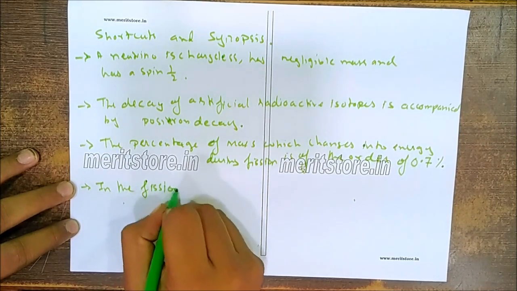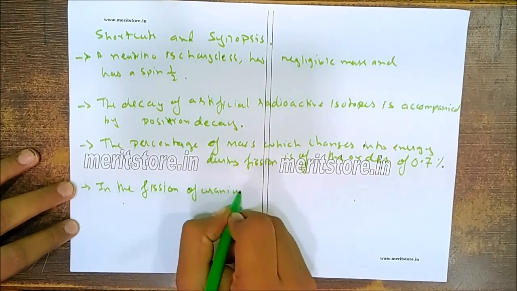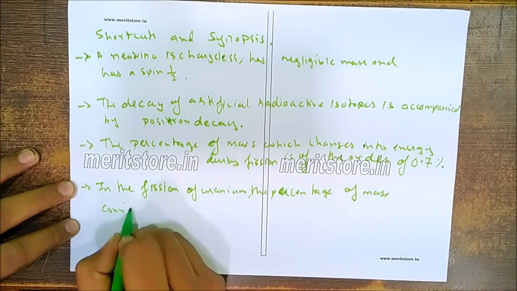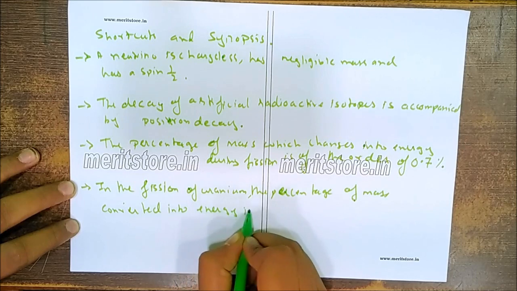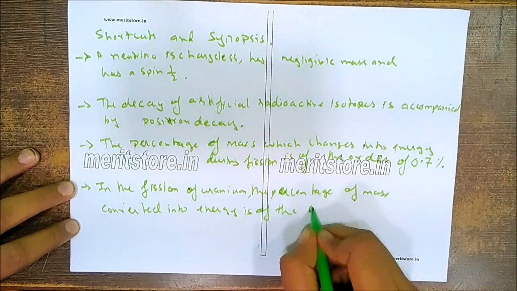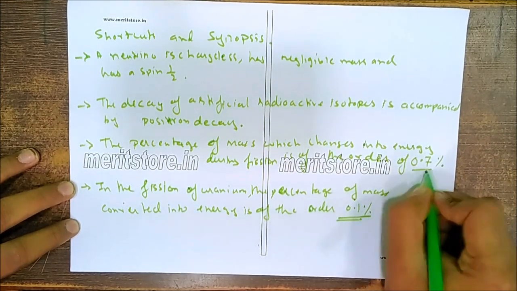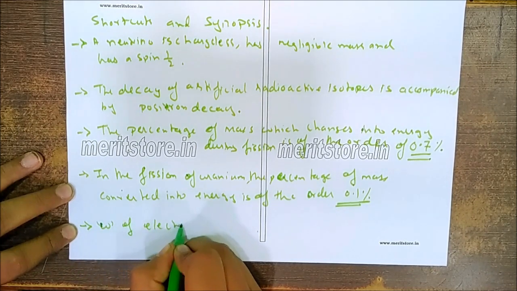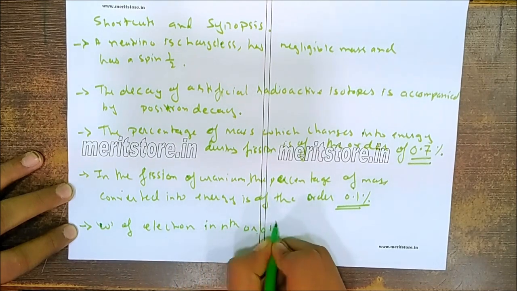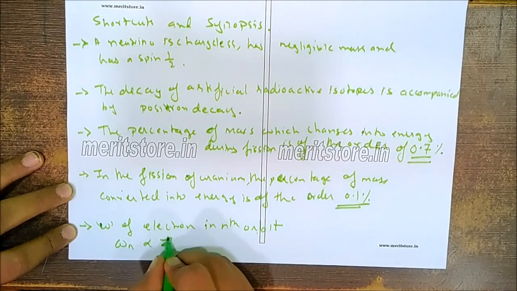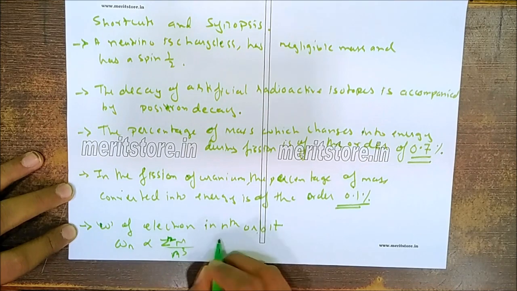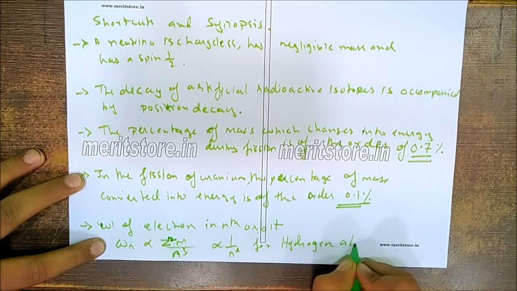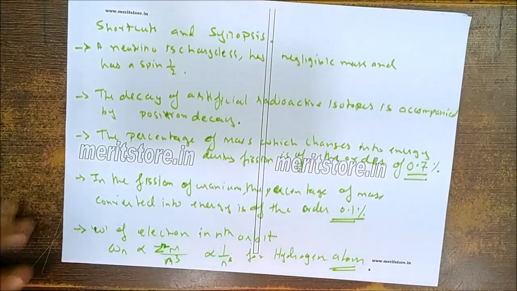In the fission of uranium, the percentage of mass converted into energy is of the order 0.1%. Angular frequency, that is omega, of electron in nth orbit. So omega n is directly proportional to z square m upon n cube, that is inversely proportional to n cube for hydrogen atom. So that's all with synopsis and shortcuts of atoms, molecules and nuclei.